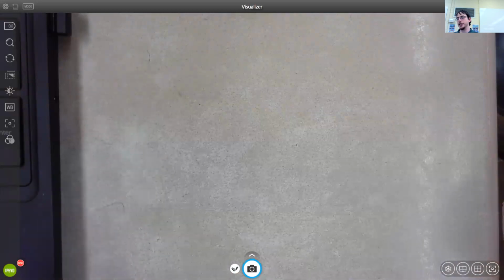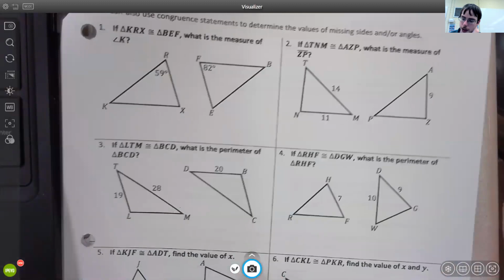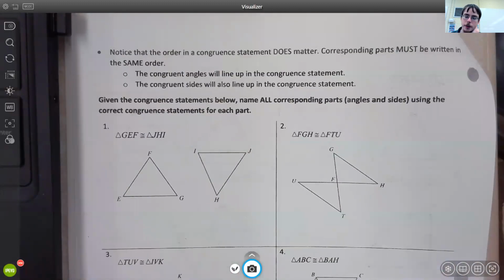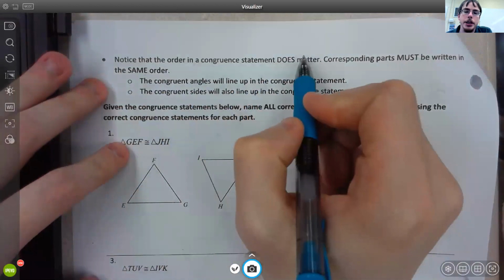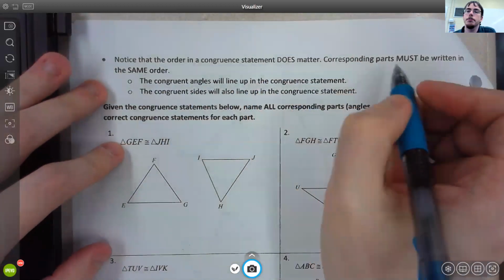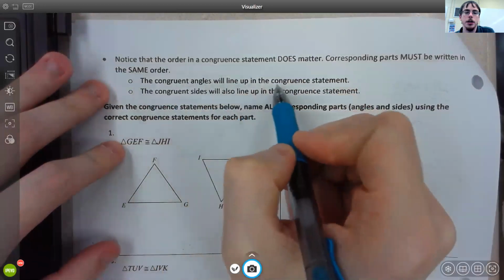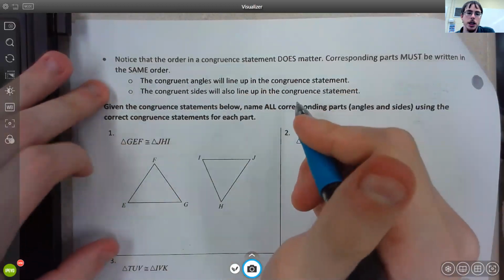Next page, this is the last page of the notes that we're going to cover for today. The other part's going to be covered in a bell work video that we're going to be going over in a couple of days before the next instructional video. Okay. So notice that the order in a congruent statement does matter. Corresponding parts must be written in the same order. The congruent angles will line up in the congruent statement. The congruent sides will also line up in the congruent statement.